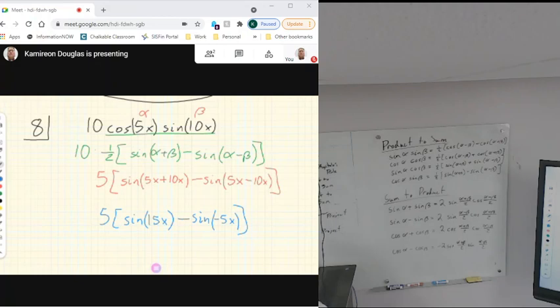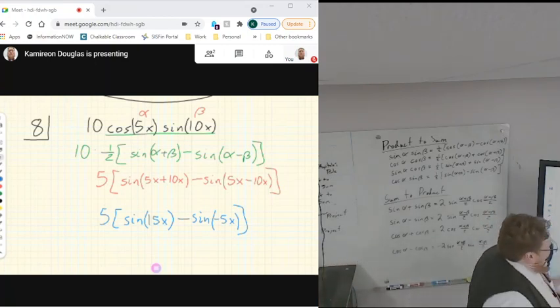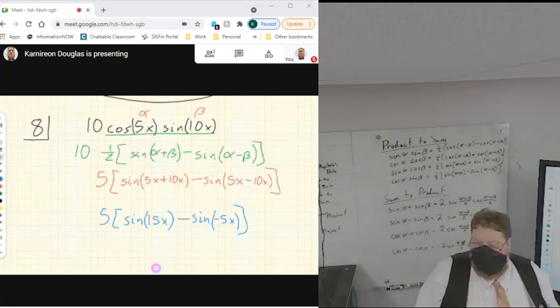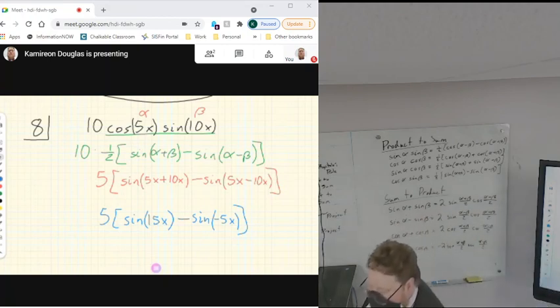We do not want a negative on the inside if we can help it, so I'm actually going to use one of our rules from about 2 weeks ago called the even-odd rules. If you open that page, even-odd rules allow us to fix a negative on the inside by changing its location or removing it entirely depending on the function. Go to that page for sine. What happens to a negative on the inside? It goes to the outside.